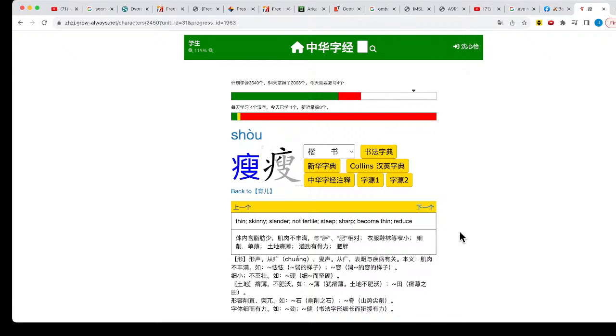And then it also sometimes means things sharp, steep, like a cliff, mountains, things like that, and they will use this character to describe those things. Okay, like 瘦石, that means the stone is very pointy and sharp. And when you use it as a verb, that means you make it thin, make it skinny. Okay, reduce it. So this is 瘦.